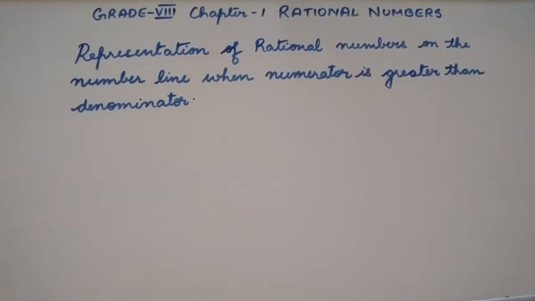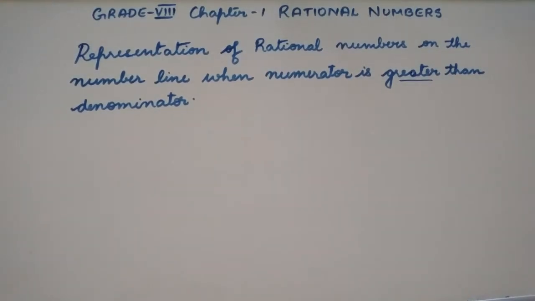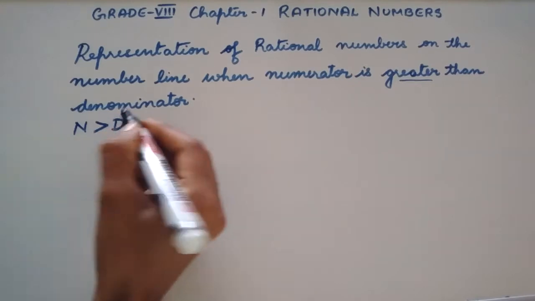Grade 8, Chapter 1, Rational Numbers. In this video session, let us learn the representation of rational numbers on the number line when the numerator is greater than the denominator. Numerator is greater than the denominator.